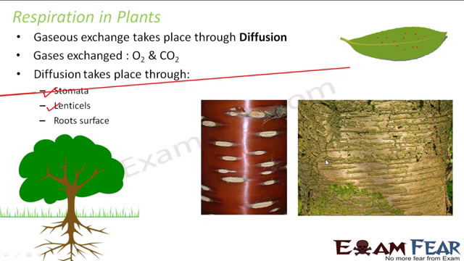It also happens through the root surface. How from the root surface? Especially through the root hairs. Because the root hairs are in direct contact with the soil and the soil is also enriched with gases like oxygen. So the root hairs, being in direct contact with the oxygen in soil, diffusion of oxygen can take place across the root hairs. However, we have these three different ways by which diffusion takes place, but most of the gaseous exchange happens through stomata.